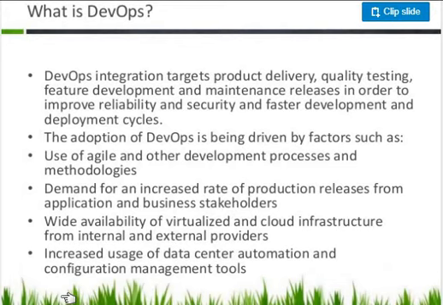Okay. Now let us come to the definition. DevOps integration targets product delivery, quality testing, feature development, and maintenance releases in order to improve reliability and security and faster development in the development cycles. The adoption of DevOps is being driven by factors such as the use of agile and other development processes and methodologies, demand for an increased rate of production releases from application and business stakeholders, and wide availability of virtualized and cloud infrastructure from internal and external providers.